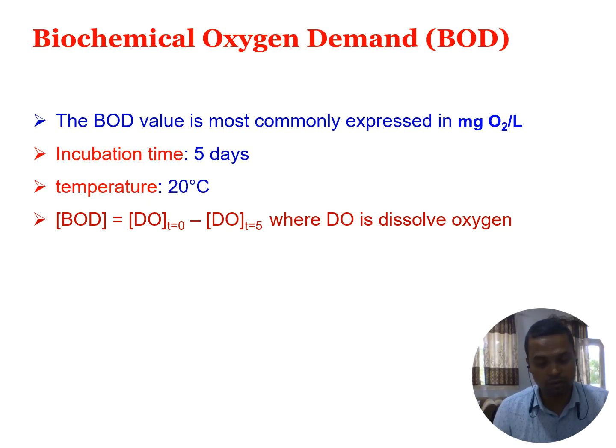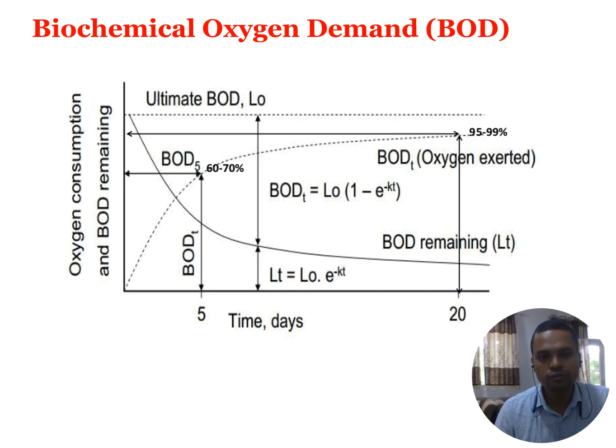Incubation time is 5 days, because it is a biological process, so it is slow. A chemical process you can do immediately. The temperature is kept at 20 degrees, where the efficiency of these microorganisms is high. So BOD is determined as the dissolved oxygen at time 0 minus the dissolved oxygen at T, 5 days, where D is the dissolved oxygen. By this equation you can find it. And this is a very nice curve that actually tells.